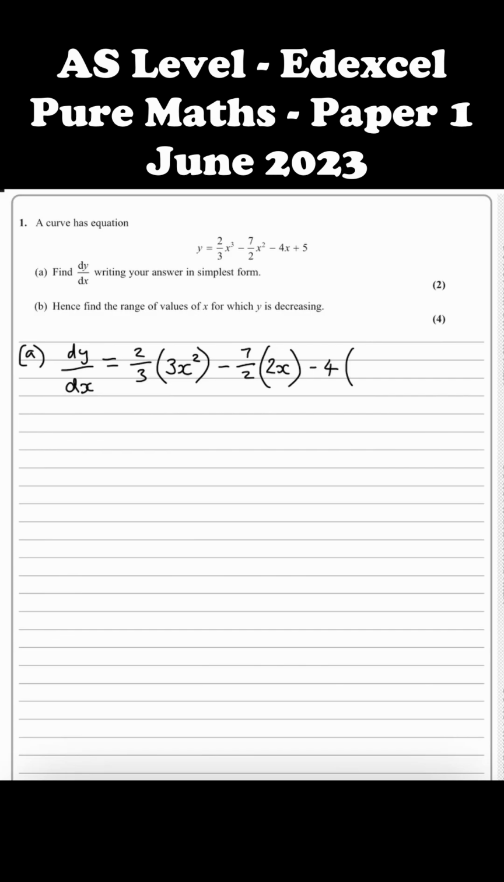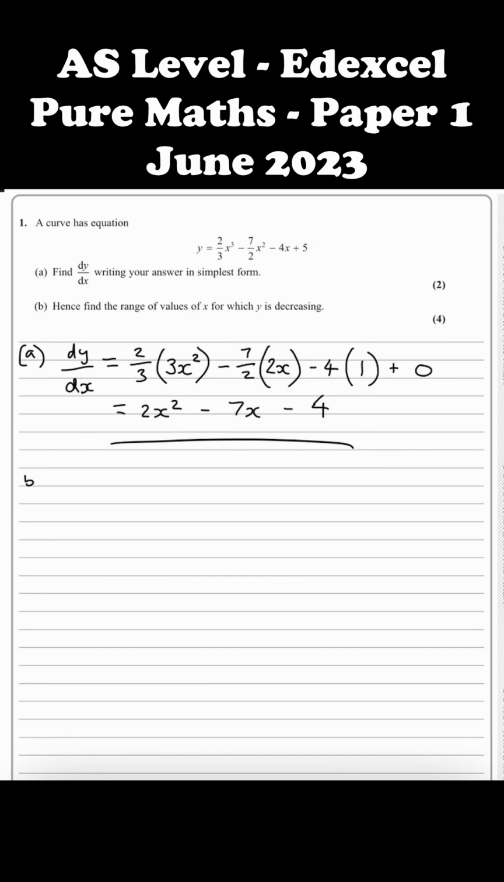So we just have x for this one, so we're going to reduce the power of x, and that will be x to the 0, which is equivalent to just 1. And then when you differentiate the 5, that will just give us 0. We'll simplify this. 2/3 multiplied by 3x squared is just 2x squared, minus 7 over 2 multiplied by 2x is just 7x, and minus 4 times 1 is just minus 4. And that is our answer to part A.